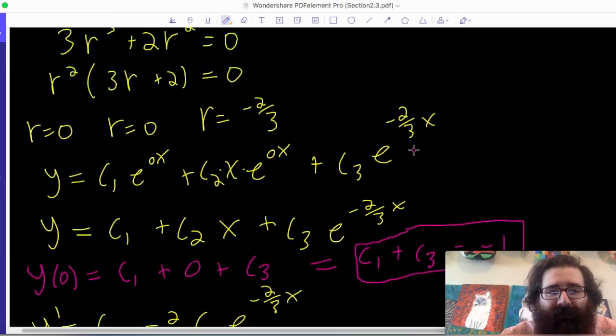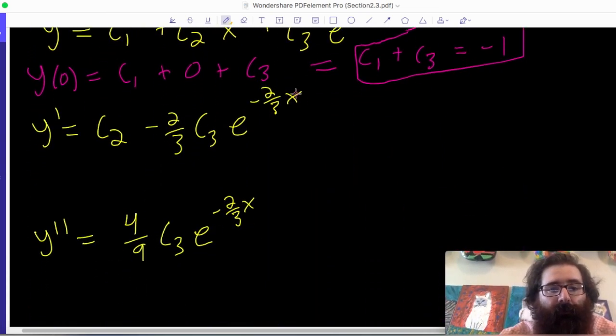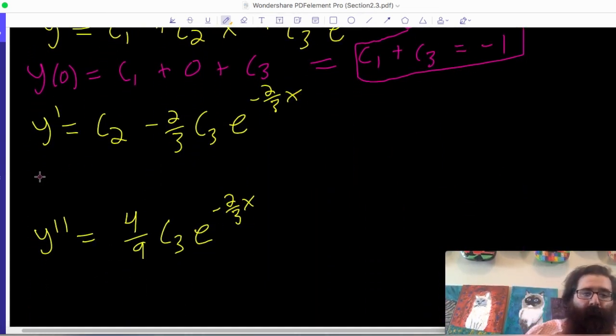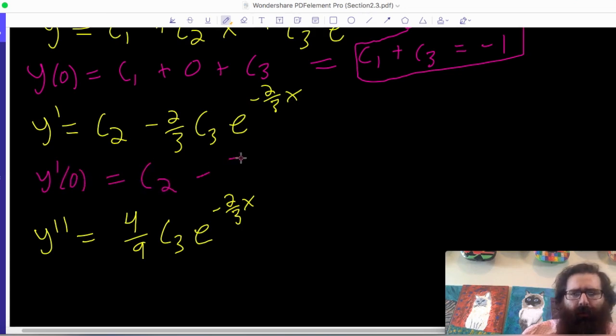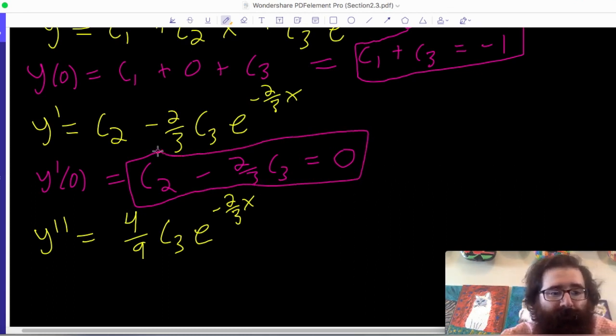But what is our next initial value? It says y prime at 0 equals 0. My favorite, lots of zeros, right? So here, y prime at 0, if I plug 0 in for x, I get c sub 2 minus 2/3 c sub 3 times e to the 0, which is just 1. So I get c sub 2 minus 2/3 c sub 3. And this is equal to 0. So I got to come back to that.